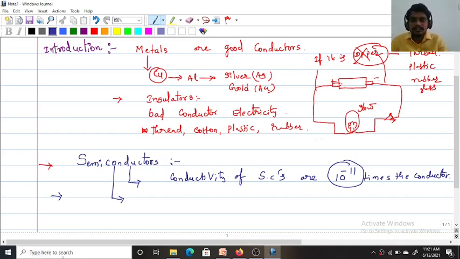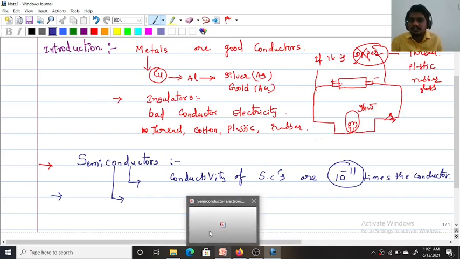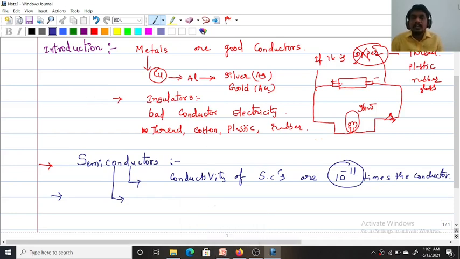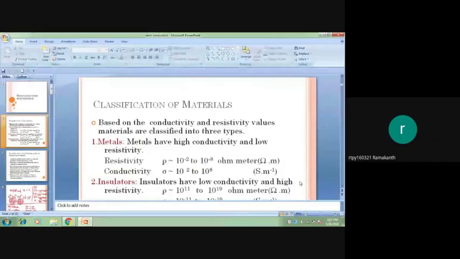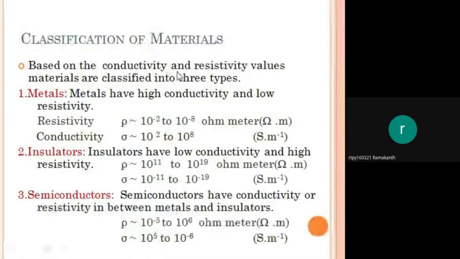So in the introduction class, we'll talk about the classification of materials. Already I told the three classifications, but I will discuss what the conductivities and resistivities of these materials are here. Based on the conductivity and resistivity values, the materials are classified into three types. The resistivity is represented by rho, the conductivity is represented by sigma, and the conductivity is the reciprocal of the resistivity.